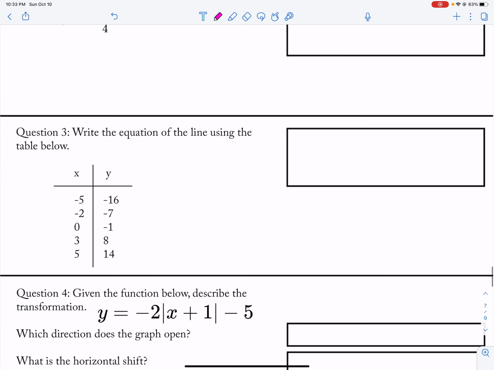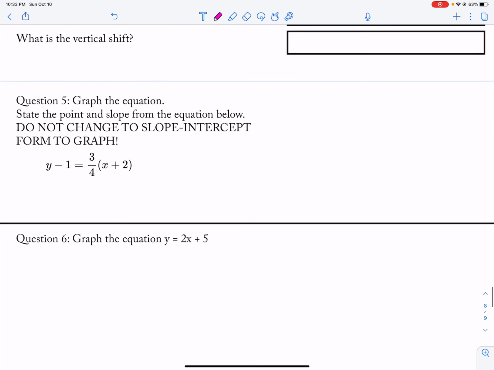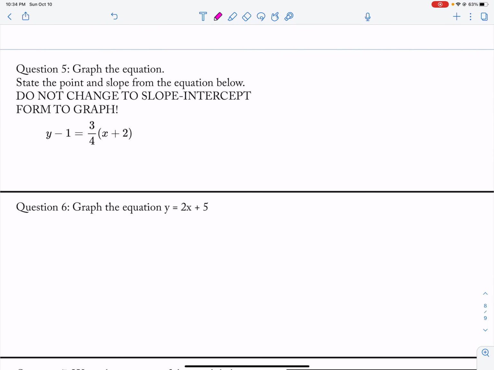Question 3, write the equation of the line using the table below. -7 minus a -16 over -2 minus a -5. So that turns into plus. So that gives me a 9/3, which is 3. So y plus 16 is equal to 3 times x plus 5. Do not change to slope-intercept form.